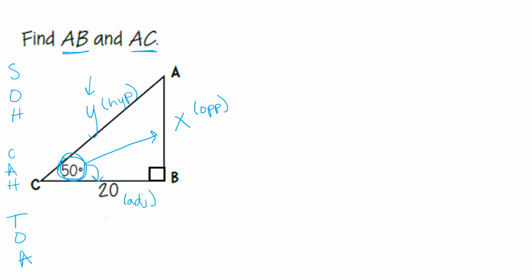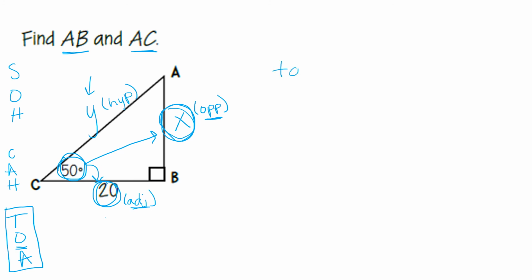So again, if we want to solve for X first, we want to use two things that I know. So I don't want to use X and Y because those are two unknowns. I want to do X, which would be opposite, and the only other known would be 20. So I have opposite and adjacent. This leaves me to use the O and the A, which is going to have me use tangent.